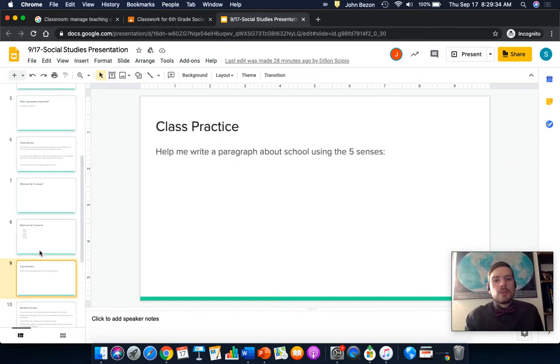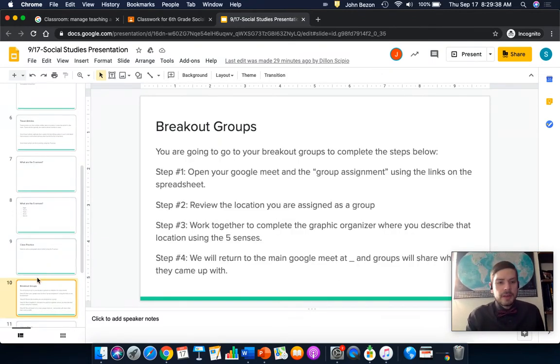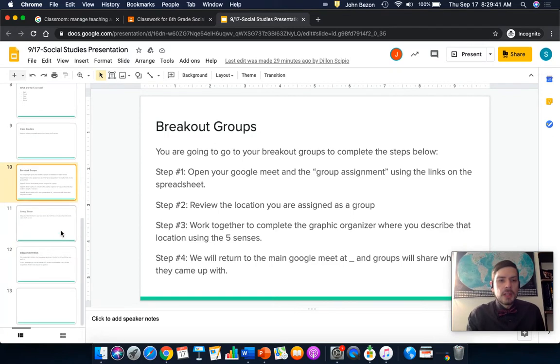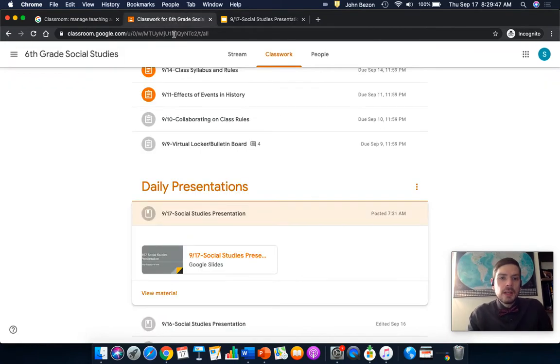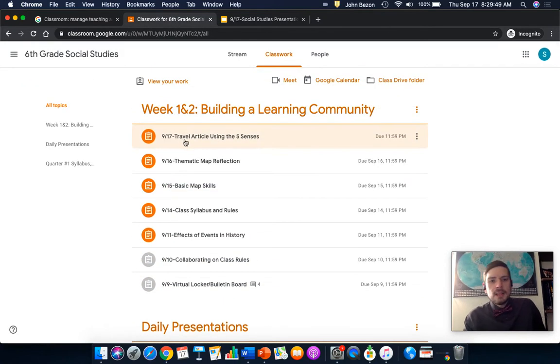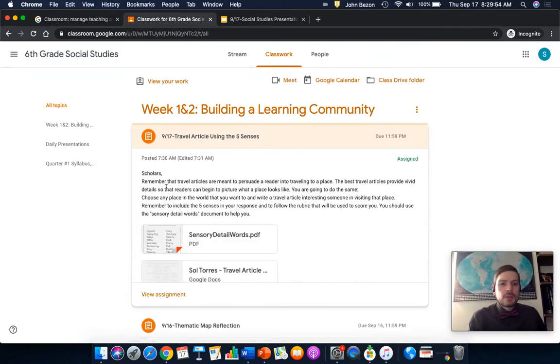So we moved on and we wrote a paragraph about school using the 5 senses, and then there were breakout groups. But now at this time, I'm just going to shift to the assignment for the day, so you can keep this presentation open if you still need it. But the actual assignment today, 917, writing a travel article using the 5 senses. It says, scholars, remember that travel articles are meant to persuade a reader into traveling to a place. The best travel articles provide vivid details so that readers can begin to picture what a place looks like. You are going to do the same.